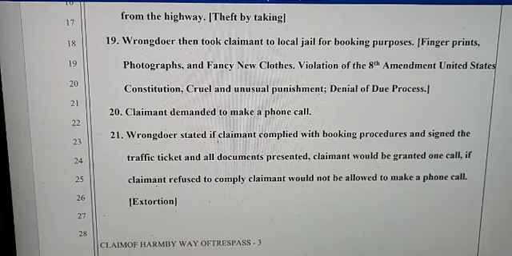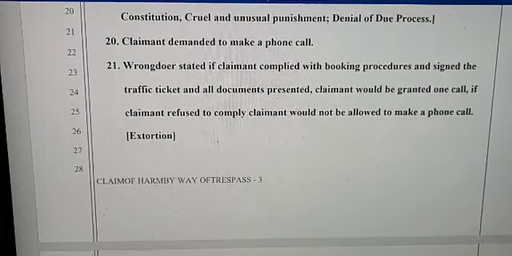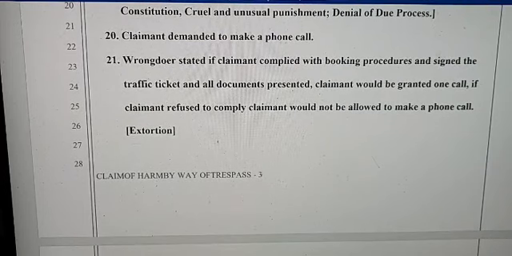Now, we go to number 20. Claimant demanded to make a phone call. And again, this is all just hypothetical, but in reality, it happens every day. I'm just wanting to show you how I structure a claim for a harm that's been caused by way of trespass.